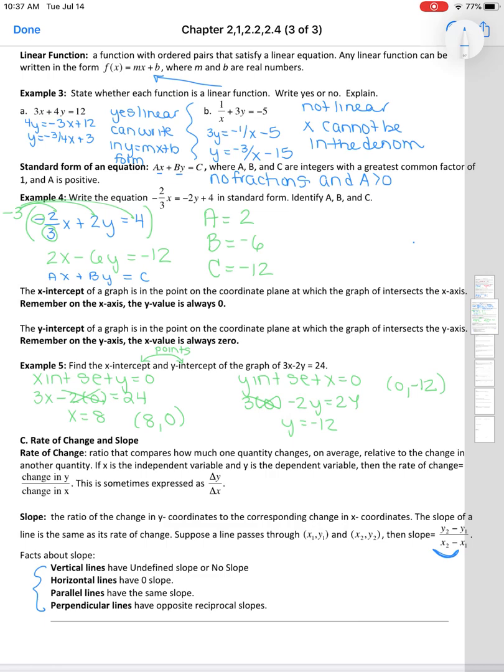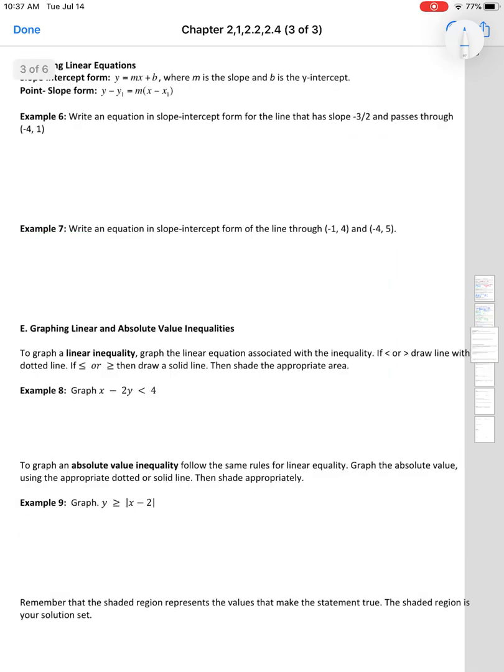Vertical lines have undefined slope because they're up and down. Okay, and I guess no slope is not the same as zero slope, so just keep that in mind. I would prefer you to just keep it as undefined slope. For horizontal lines, those have zero slope, so zero meaning the number, because there's no slant to it. Parallel lines have the same slope, and perpendicular lines have slopes that are opposite reciprocals of each other. So let's try a few of these.